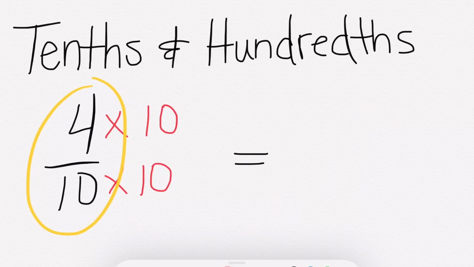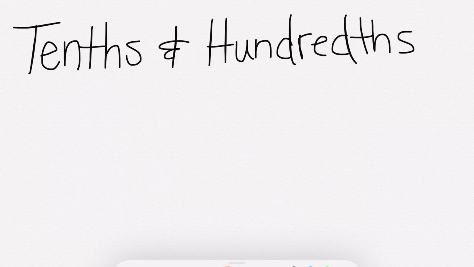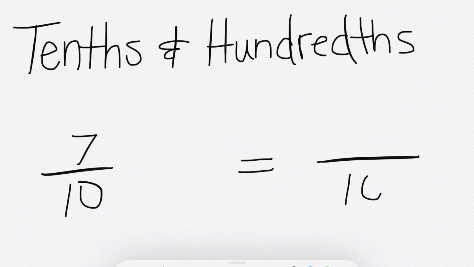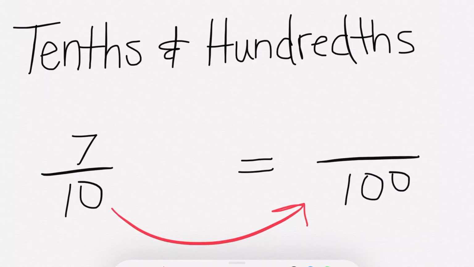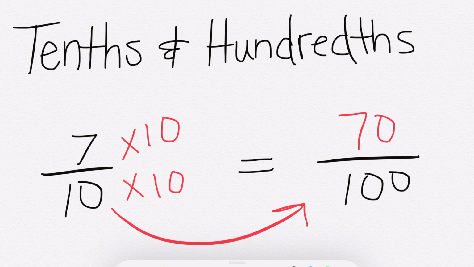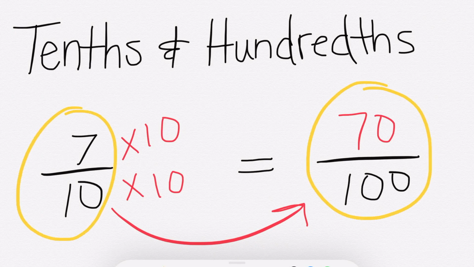So now we're going to do another one, just for another extra review. I'm going to go with 7 tenths is equivalent to how many hundredths? Well, step number 1, to get from 10 to 100, I know that I need to multiply by 10. Whatever I do to the bottom, I also need to do to the top, and I know that 7 times 10 gives me 70. So here are my two equivalent fractions. 7 tenths is equivalent to 70 hundredths.